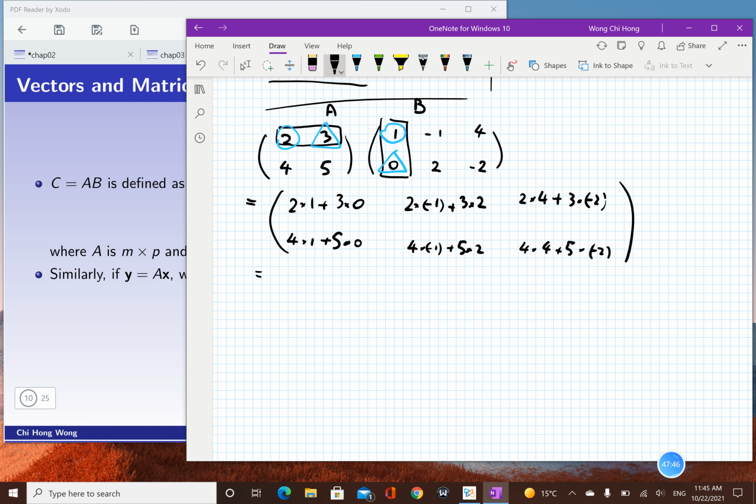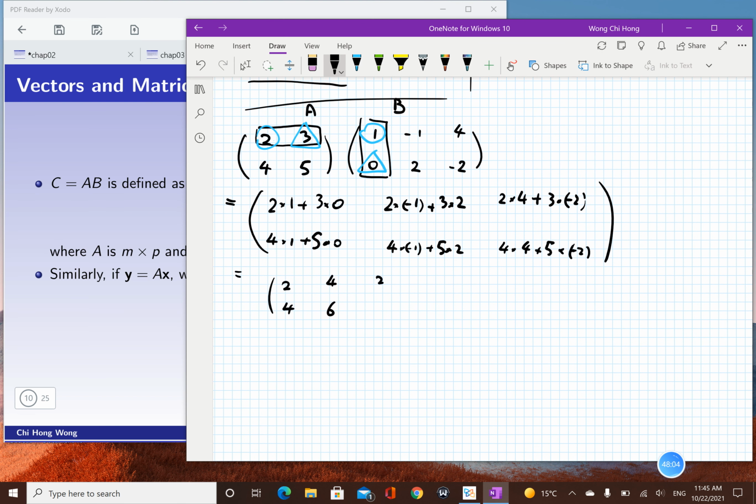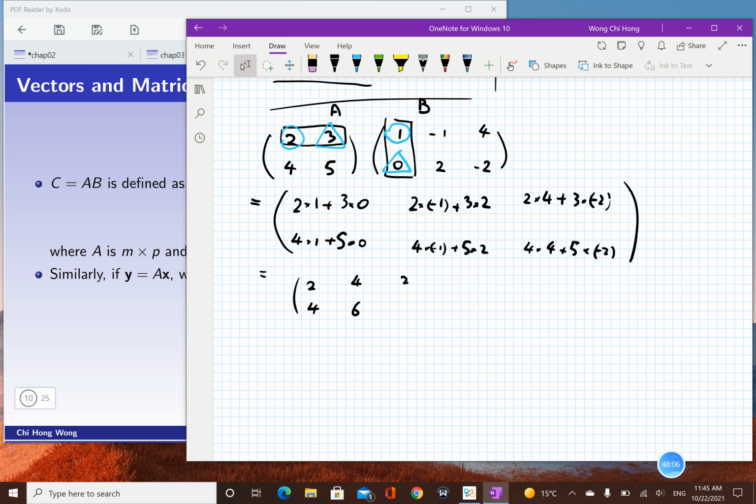Your product is 2, 4, 4, 6, and then 2, and finally I multiply 2 and minus 2, so I've got a minus 10, 4, 4, 16, I've got another 6, like this. This will be A times B. Simple as that. You just multiply the corresponding row to the columns for each of these entries.